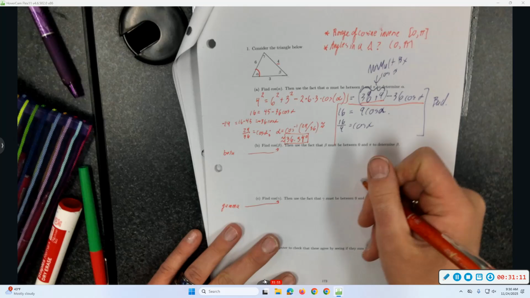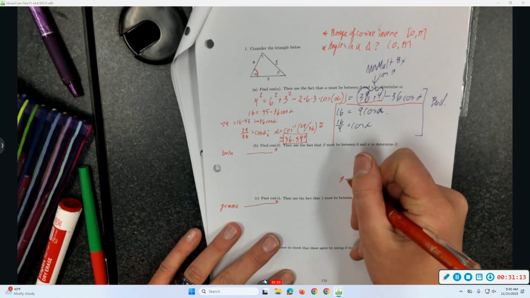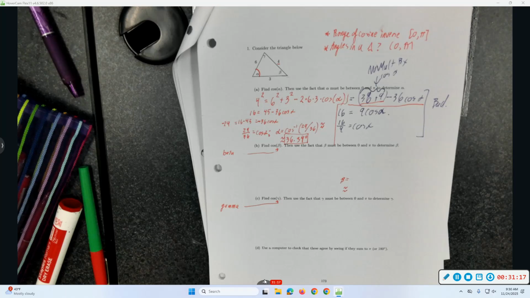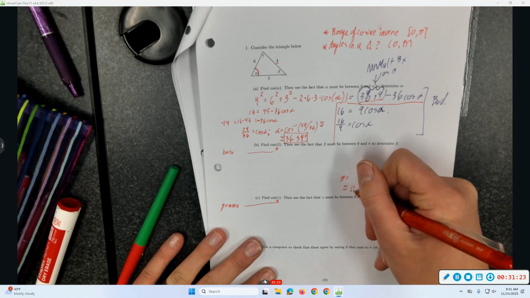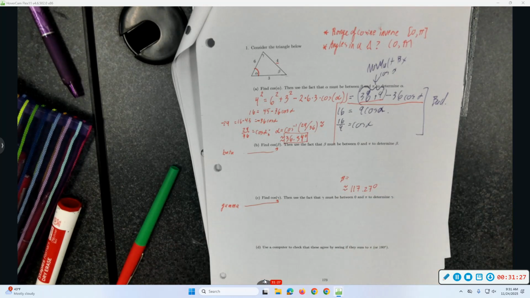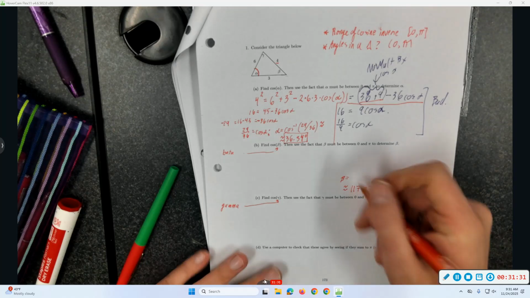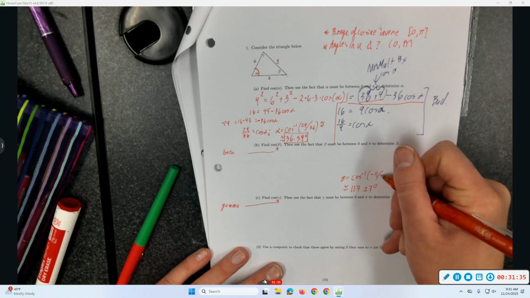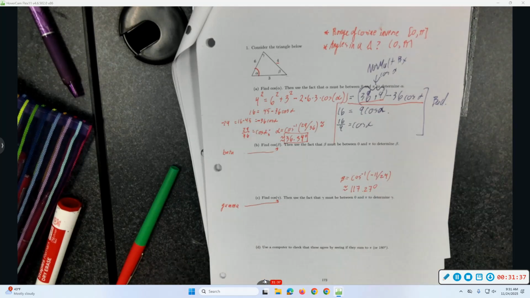So, beta equals, and is approximately. What do we get for beta? 117.27 degrees. About 117.27 degrees. And what was it on the nose? What did you plug into the calculator to get that? Inverse cosine of negative 11 over 24. Cool. Do I hear a second for either or both?